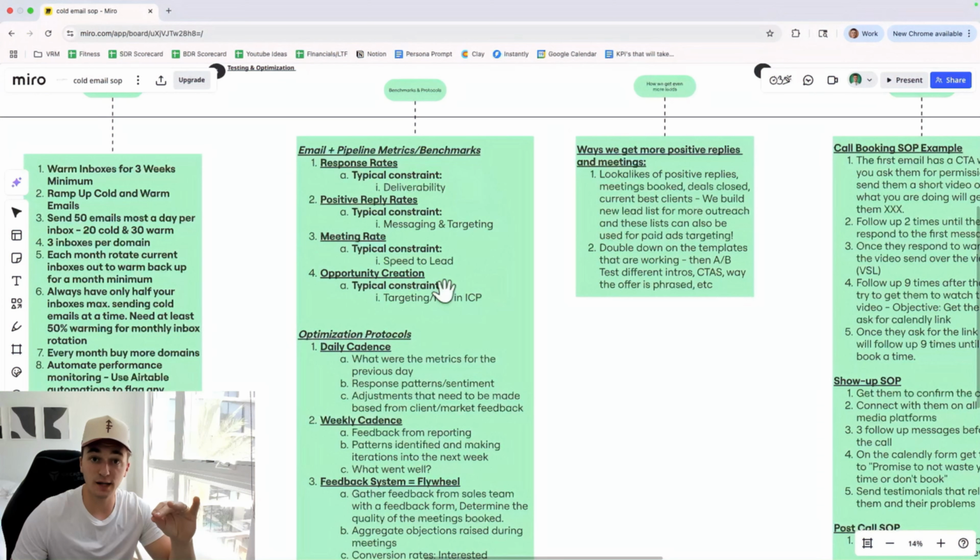Try to do under 5 minutes. If someone's interested, you email them back within 5 minutes. I think there's a study by Harvard. You're 80% more likely to get a sale if you respond within 5 minutes. Okay. Now, if you get meetings but they're not closing, it's typically targeting or they're not an ICP.